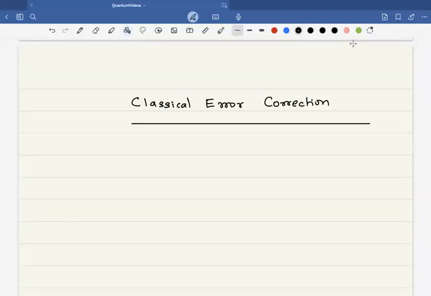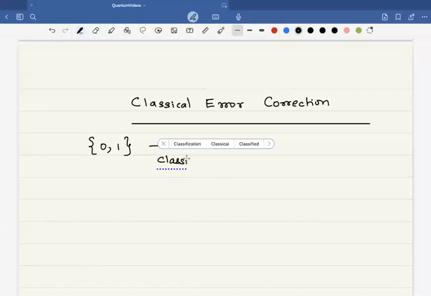So we'll talk about error correction today. Let's first talk about classical error correction before we go into the quantum. Let's say we have some bits, some information, to be transmitted. The bits are 0 or 1, and this information is to be transmitted over a classical channel.